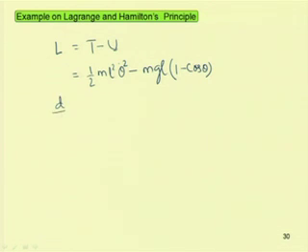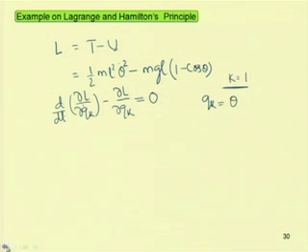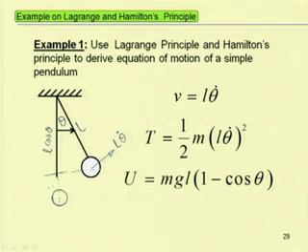d by dt of del L by del q k dot minus del L by del q k. As no external force is acting on the system, this will be equal to 0, and in this case q k is the generalized coordinate. So, k equals 1, as this is a single degree of freedom system, and q k is nothing but theta, but one can take different coordinate systems also.